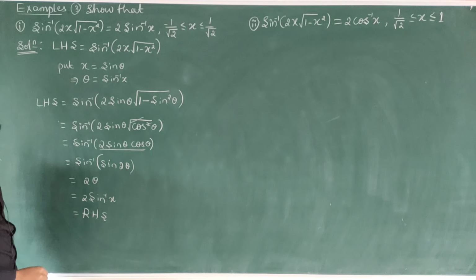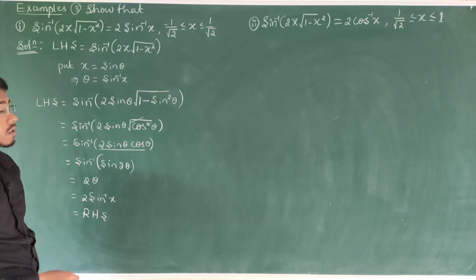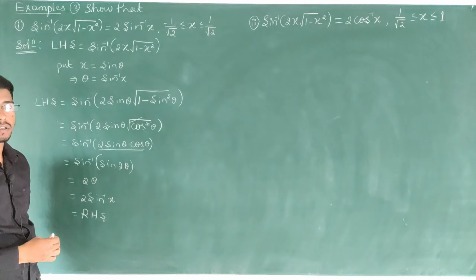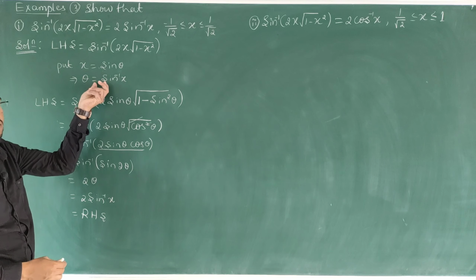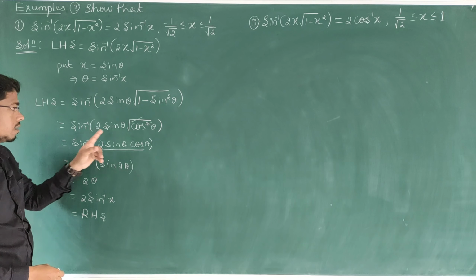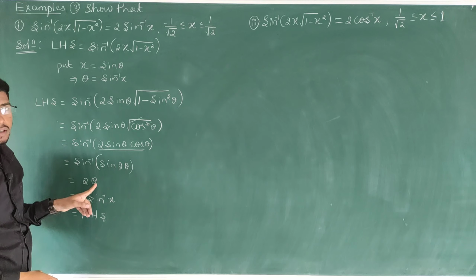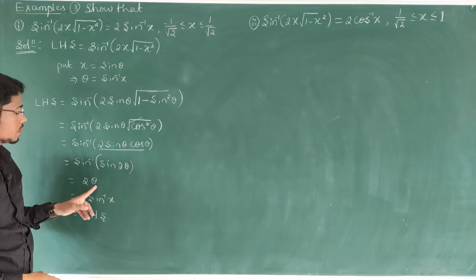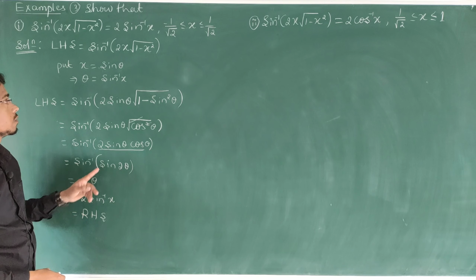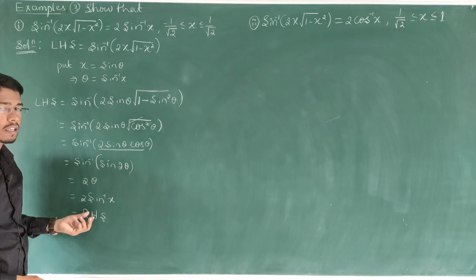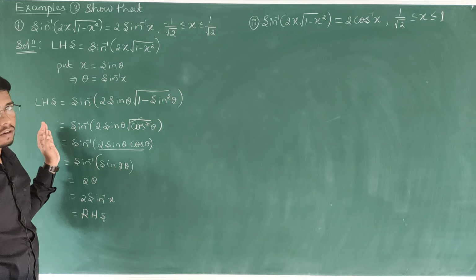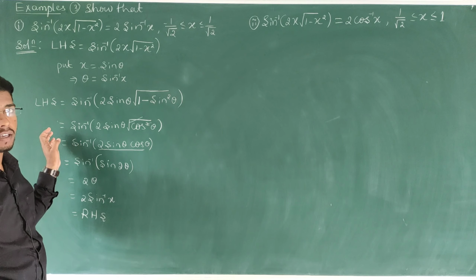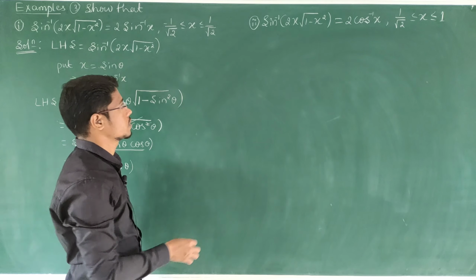Very important problem for 3 marks. On substituting x equal to sine theta, you will get 1 mark. After solving up to 2 theta, you will get 1 more mark. Replacing theta value sine inverse x and writing the result, you will get 1 more mark. So totally, very important for a 3 mark question. Okay, see the next one.